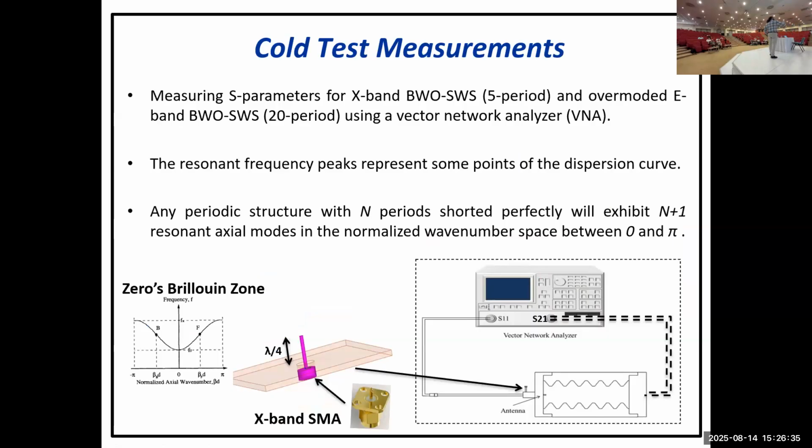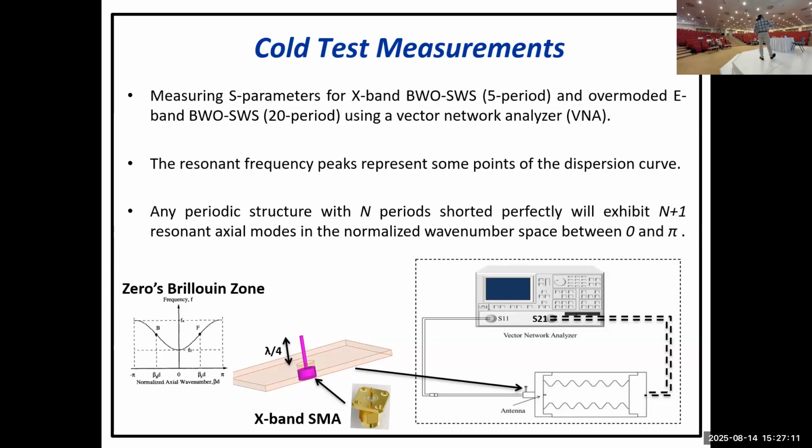How to do that? It depends on the mode, of course. This is a slow wave structure that we need to study as a backward wave oscillator, which uses the TM01 mode. The TM01 mode can be excited by only a probe antenna. If you have a probe, lambda over 4, then the current will go through the probe, and the magnetic field will be circulating like this, and this is basically the TM01 mode. So it's relatively easy to get.